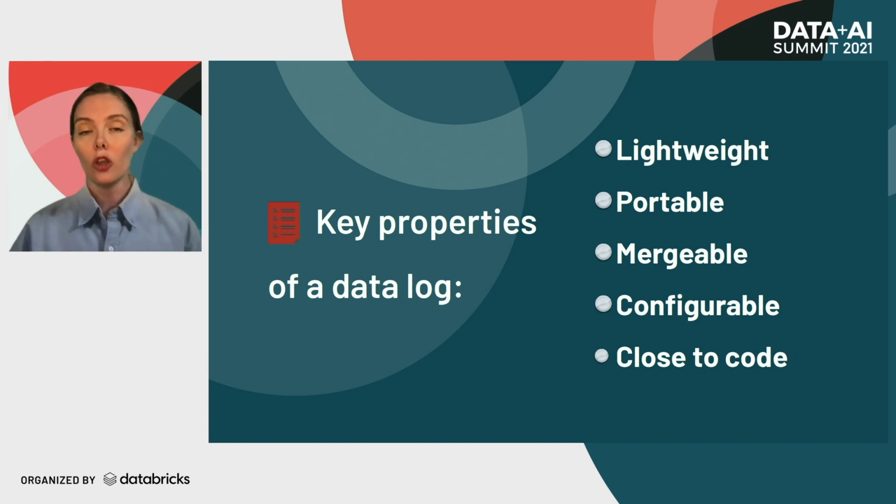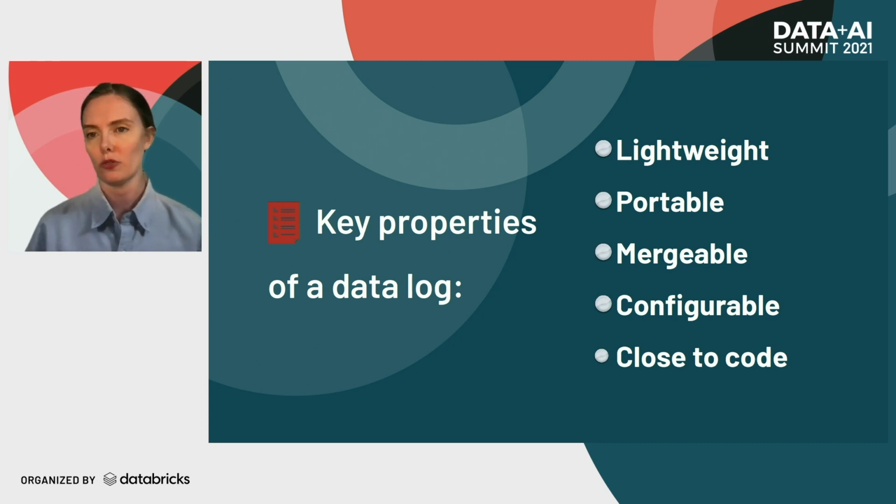Now, since logging is going to be part of every step in the machine learning pipeline, we need to be thoughtful about the runtime properties and the outputs of this logging system. So what are the key properties of a good and useful logging solution?